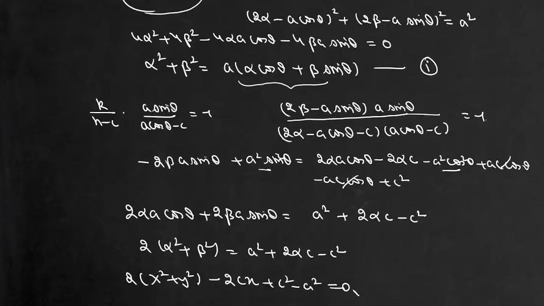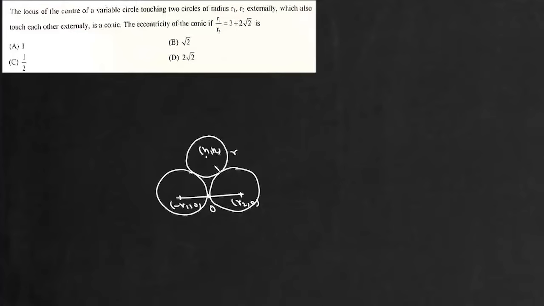Now here the question is, locus of centers of variable circle touching two circles of radius r1 r2 externally, which also touch each other, is a conic. Now suppose we have two circles which touch each other externally, suppose at origin, then this point is minus r1 comma 0 and this point is r2 comma 0, and then we have this circle whose center is h comma k and radius r.